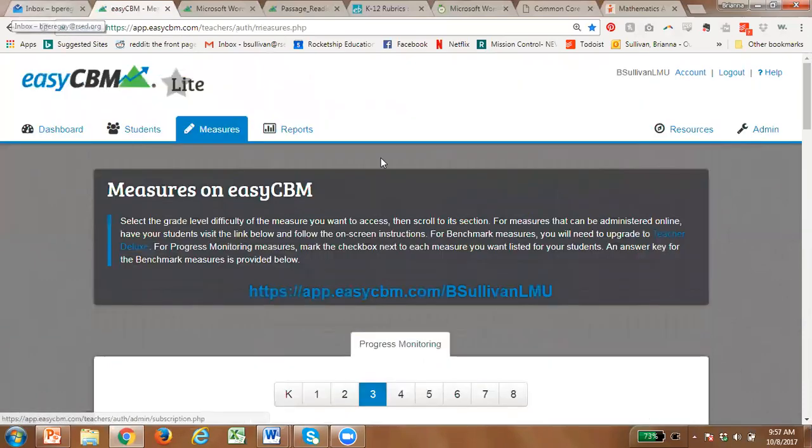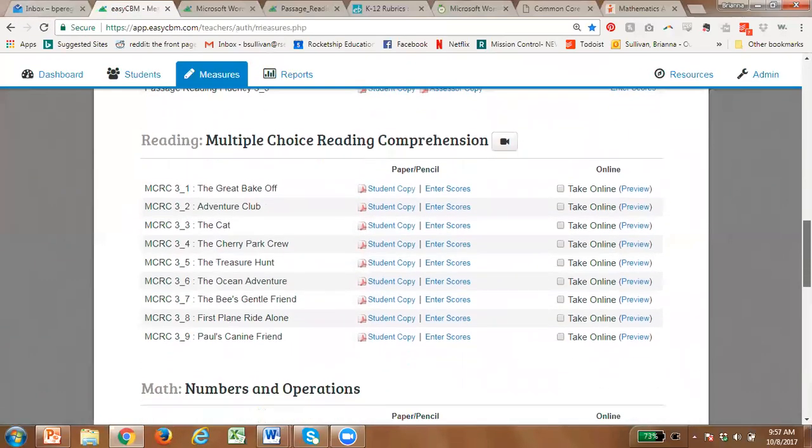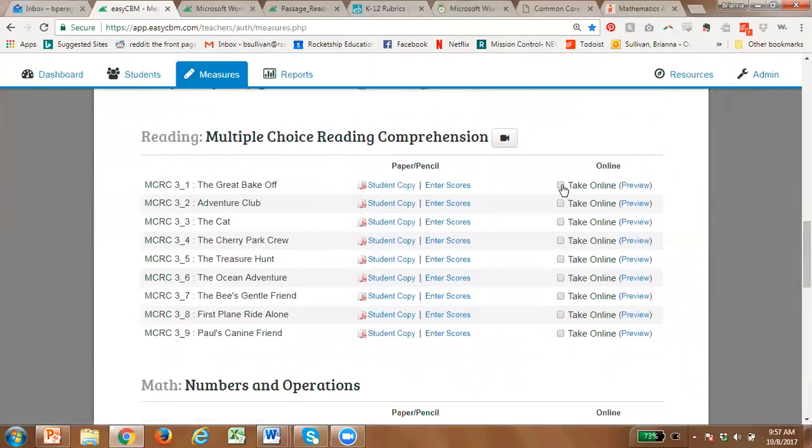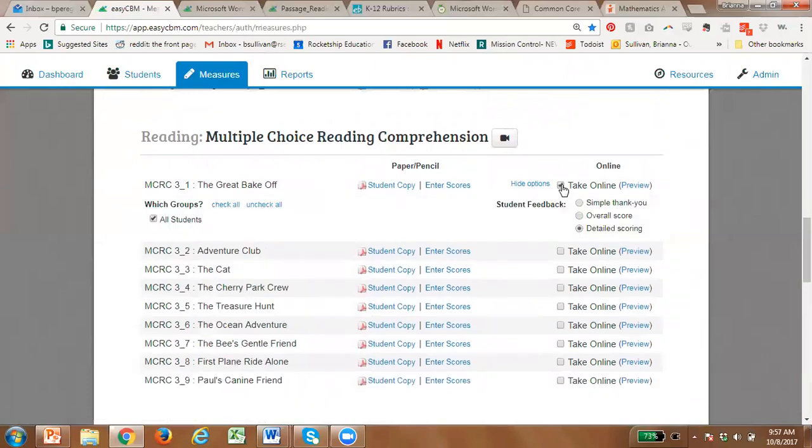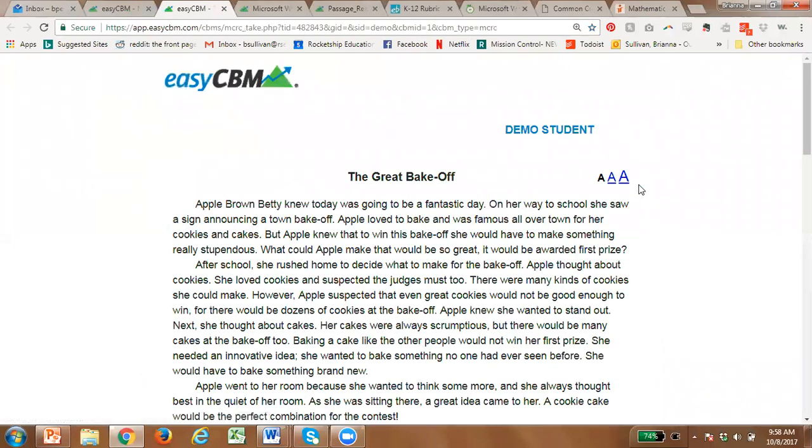But the really cool thing about Easy CBM that I do want to show you is that some of these things actually have a take online option. So by checking it here, you can allow access to all students or specific students to take it online. You can select what type of feedback you want the student to get when they finish. So it'll just say, thanks for taking this. It can give them their overall score in terms of just, you got 10 out of 15 correct, or detailed scoring where it actually shows them the items they missed and what the correct answer was. So depending upon your student and what you think is best for them, you can pick what they see at the end. But this is what it looks like when students take it online.